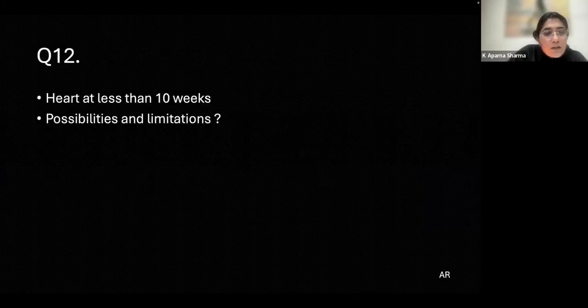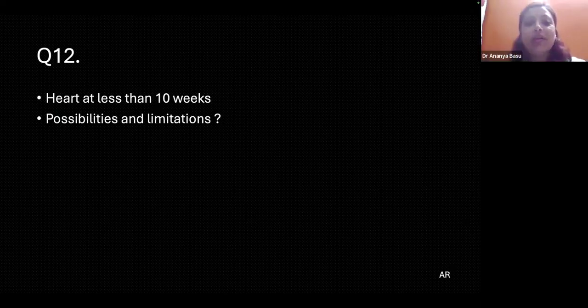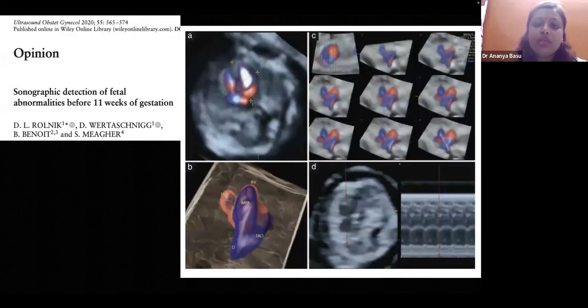So, Dr. Ananya, what about the heart? Are you looking at the heart? Is it possible? What are the limitations? So, beyond the heart rate abnormalities that we have already discussed, there are studies and case reports, like one published by Rolnik et al. They published a case series along with a study in UOG in 2019, and they gave a few case reports of hypoplastic left heart syndrome cases that they picked up between 8 to 10 weeks of gestation.